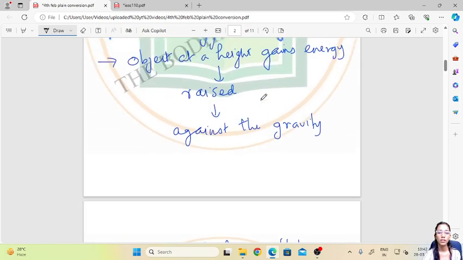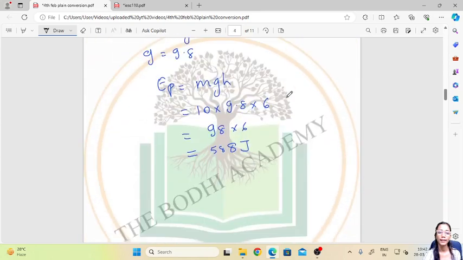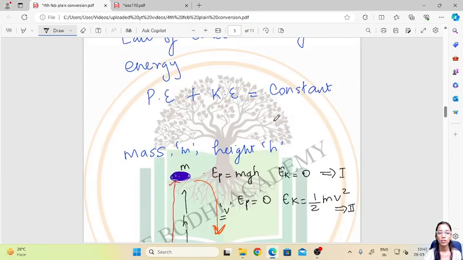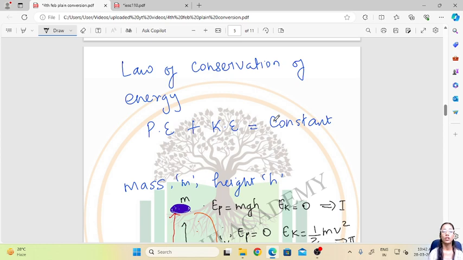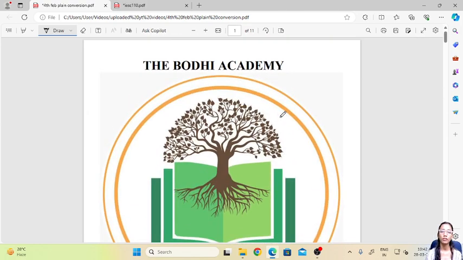So today what did we see? We saw what is the potential energy at the height. We saw two numericals based upon the concepts, and finally we saw the law of conservation of energy. So this is it for the video. In the next video we will be dealing with the last part of this chapter.